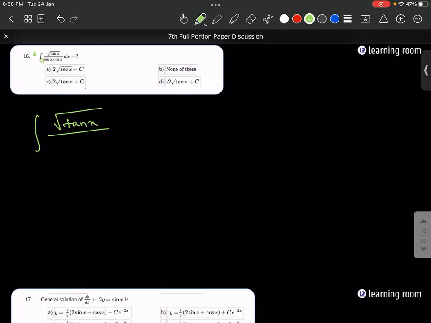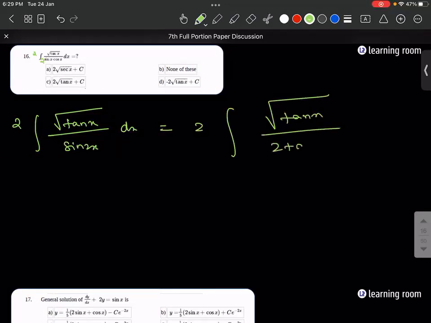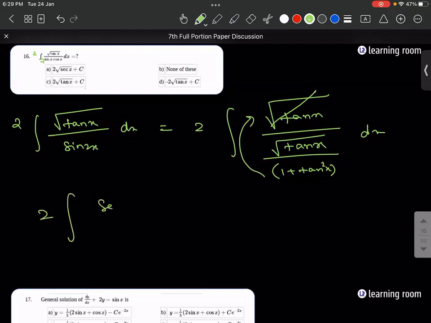Sir, if you multiply and divide with 2, this will become sine 2x. So 2 into integral of root tan x divided by 2 tan x divided by 1 plus tan square x. This will cancel the square root, and this will go to the numerator. So 2 into integral of secant square x divided by root of tan x dx. So what will be the answer? You put tan x is equal to t. You will get 2 root of tan x plus c.